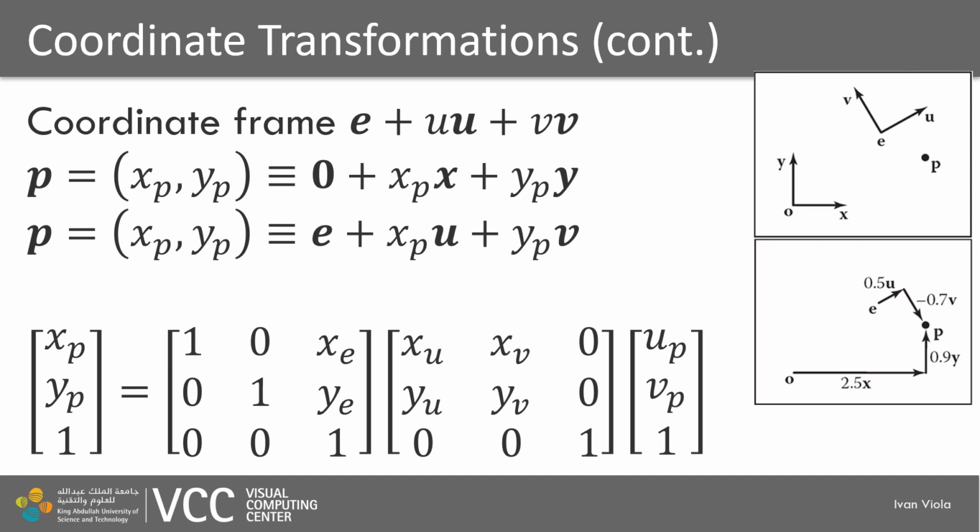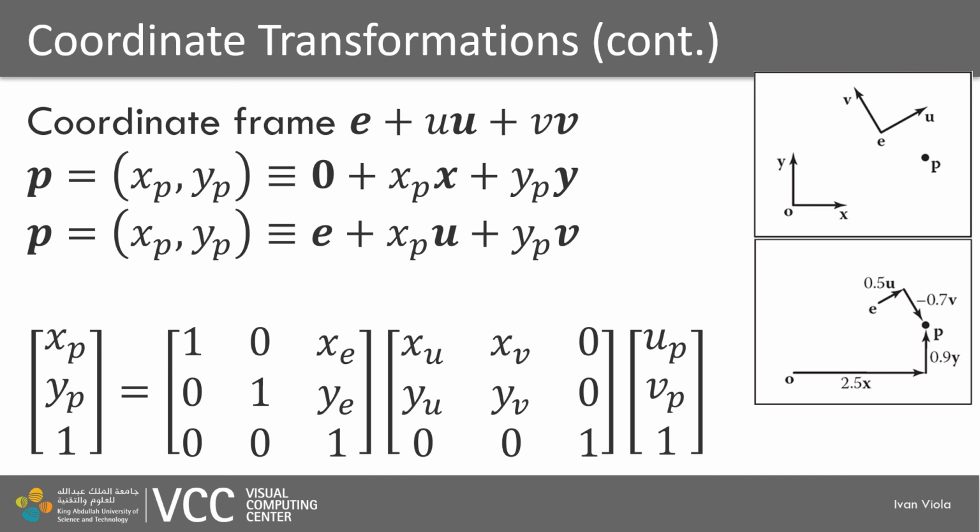Different values of xp and yp will be used if we use the coordinate frame defined by the u and v vectors and the origin point E. So how can we transform between these two? This can be realized through two operations, rotation and translation, as we can see here.